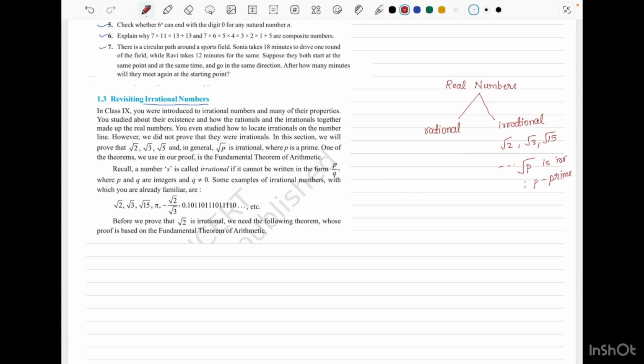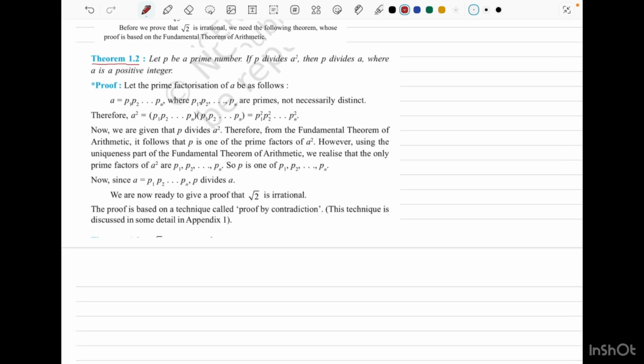We know some other irrational numbers: pi, root 2 by root 3, and non-terminating decimals like 0.10101, etc. Here is theorem 1.2. Let p be a prime number. If p divides a square, then p divides a, where a is a positive integer. So given that p is a prime number, and if p divides a square, then we have to prove that p also divides a.